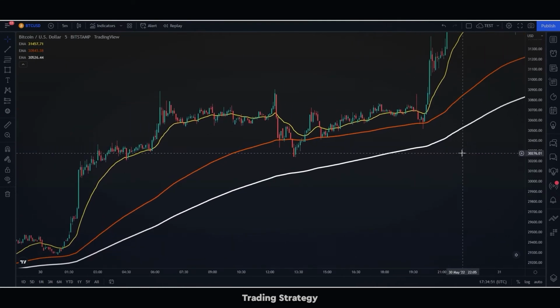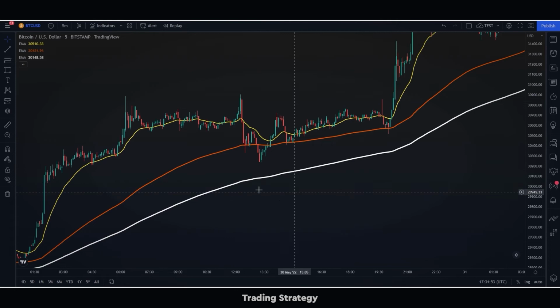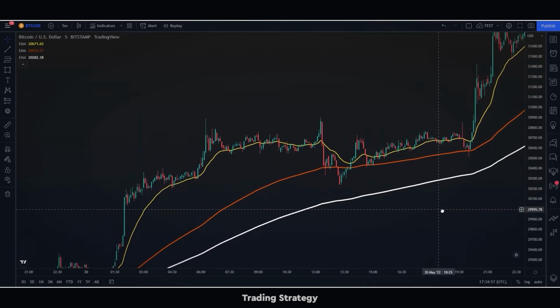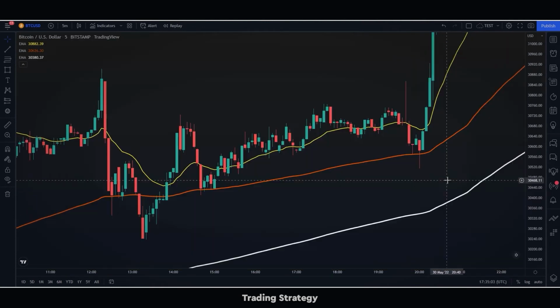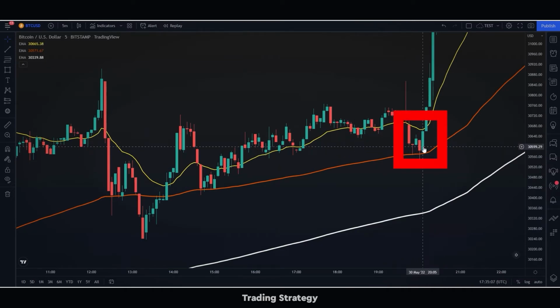To carry out a buy operation, we must wait for the price to be above the white EMA, and an engulfing candle is formed at the orange EMA. In case you do not know what an engulfing candle is, it is simply a candle that engulfs another. In this case, we want a bullish engulfing candle. That is, a large green candle that opens below the green one and closes above it. This would be the best case.